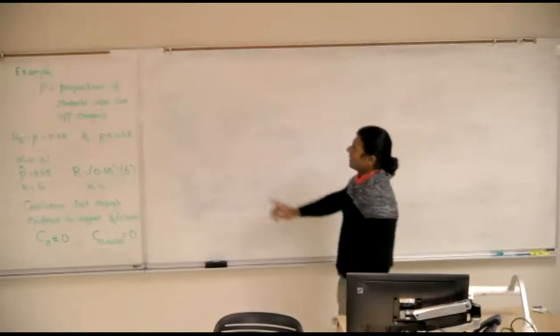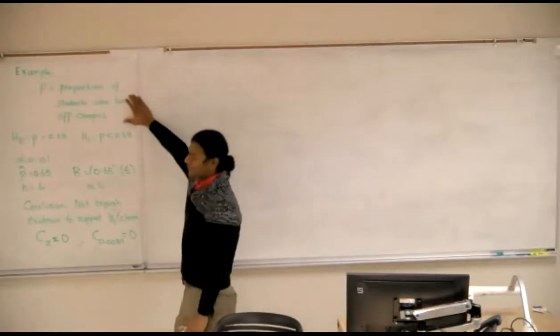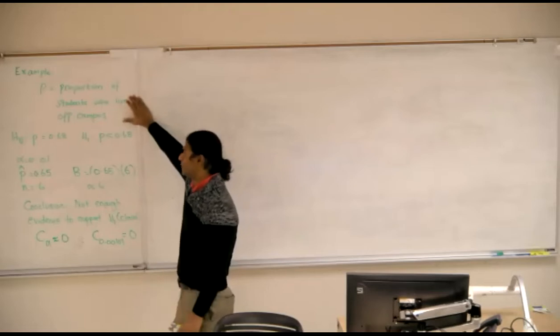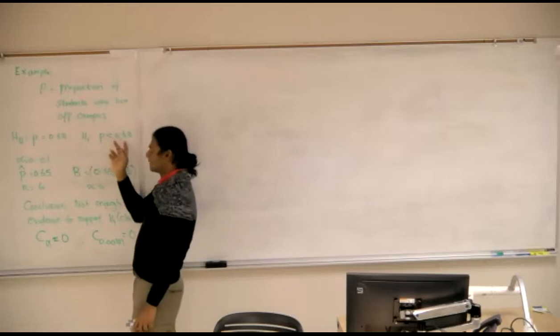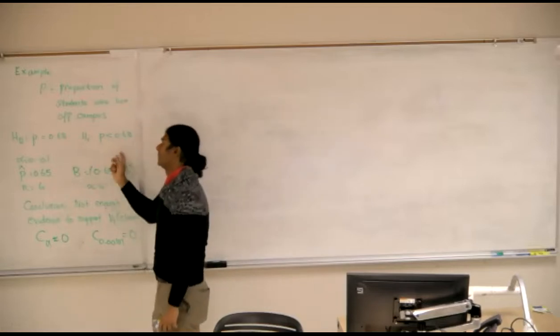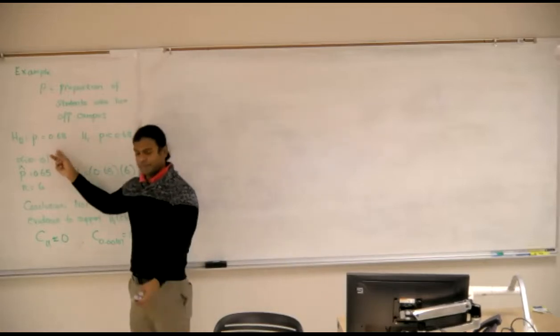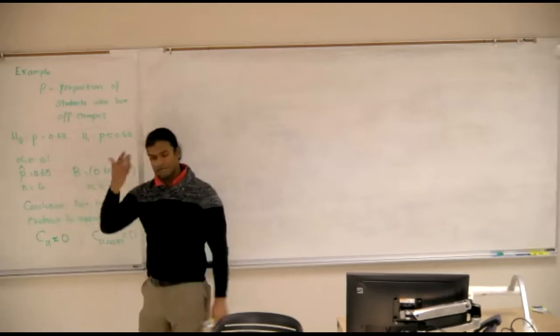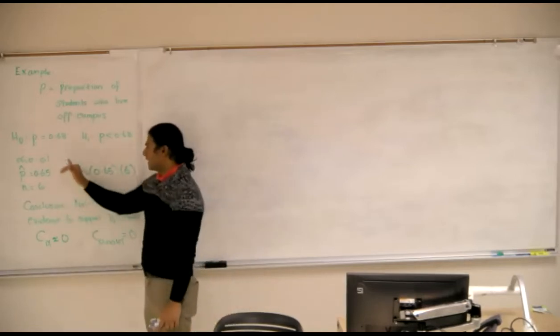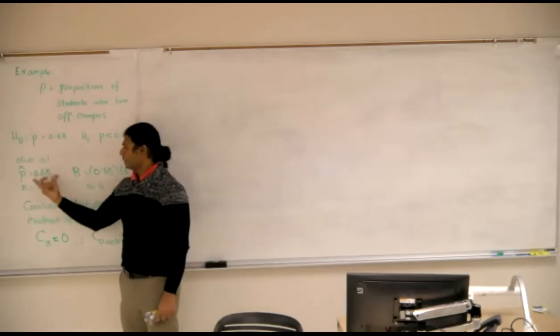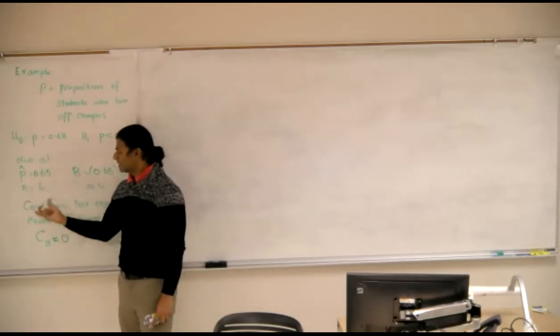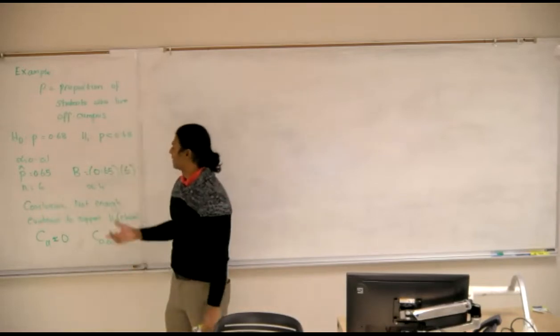So we had the proportion of students who live off campus. We made a claim about it, that it is less than 68%. So the null is just 0.68. That is our reference point. The alpha that we want is 0.01. P hat is 0.65, n is 6.